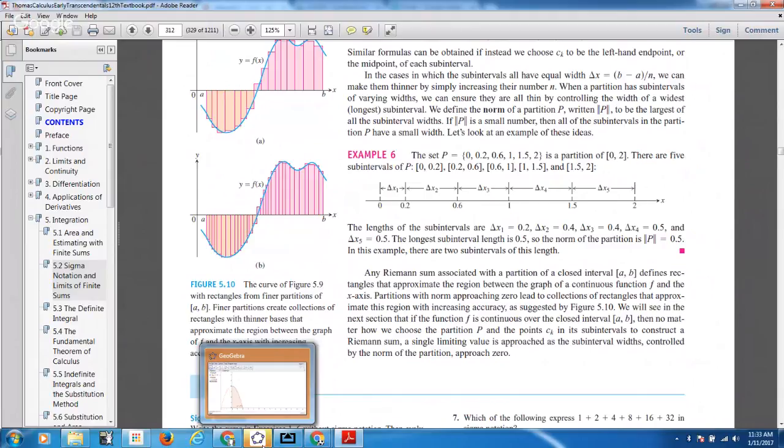And so if we use right-hand endpoints, this would be the first rectangle there, and this would be the second rectangle. That's what's called a lower sum, because each rectangle is below the curve.